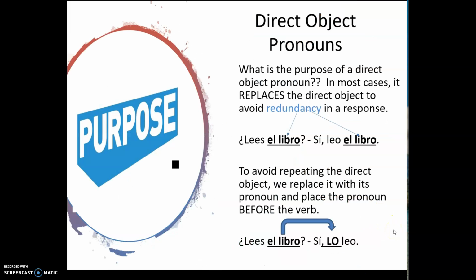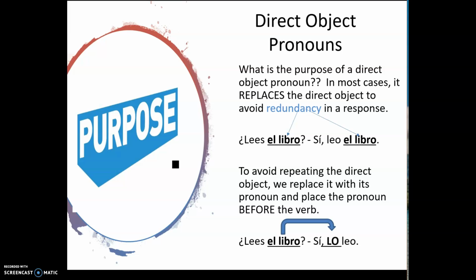So what is the purpose of a direct object pronoun? In most cases, it replaces the direct object to avoid redundancy in a response. So if someone asks you, ¿lees el libro?, you can answer, sí, leo el libro. But el libro is repeated when it doesn't have to be. So to avoid repeating the direct object, we replace it with its pronoun, and we place the pronoun before the verb. So if someone asks you, ¿lees el libro?, you can say, sí, lo leo.